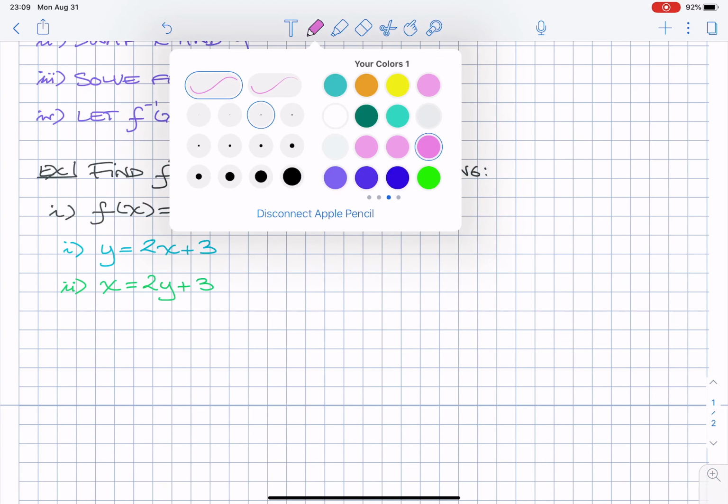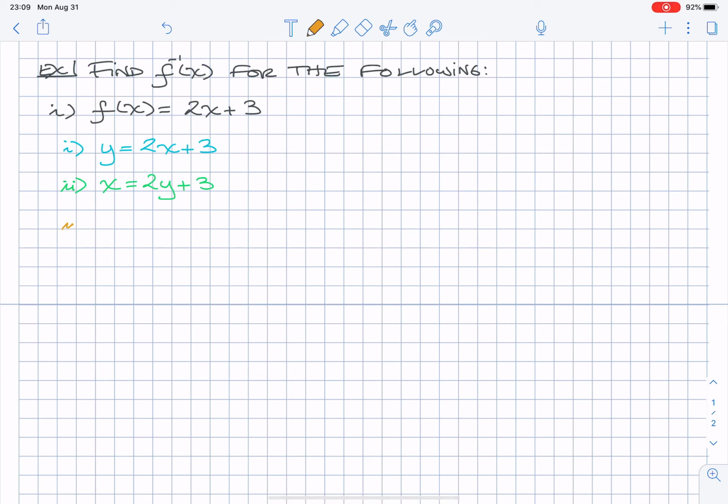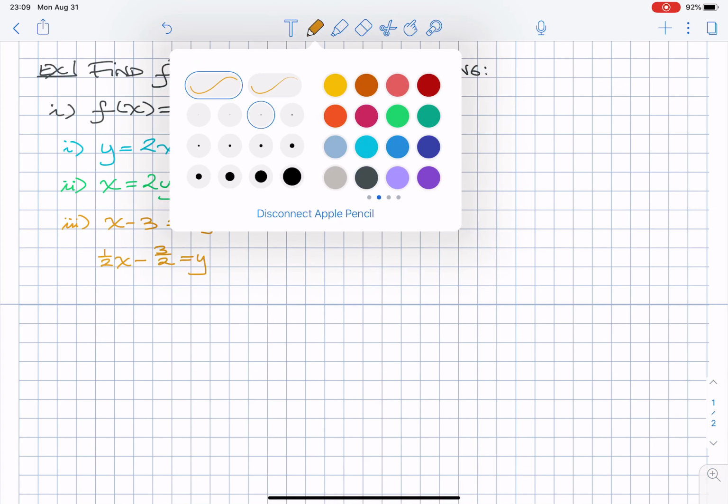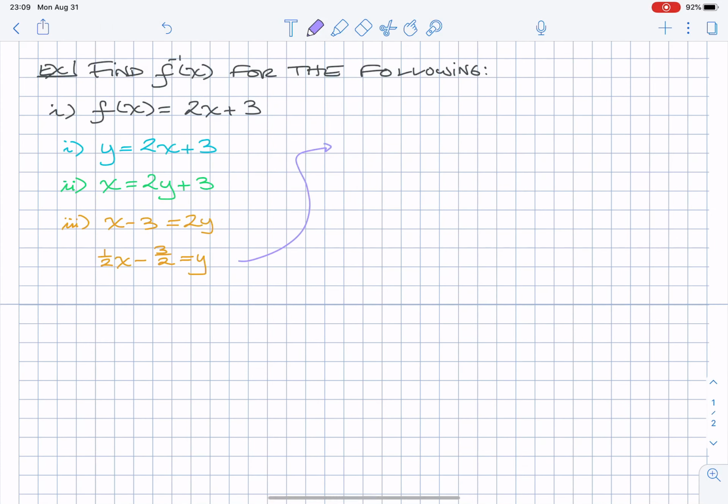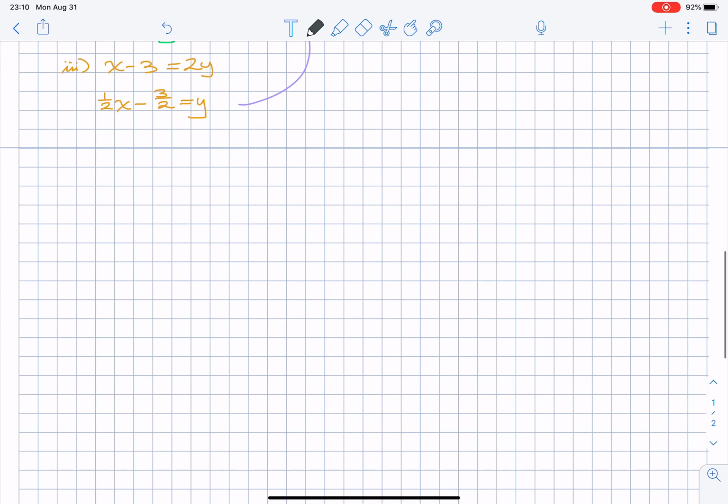Step 3 will be to isolate y. So first let's do x minus 3 is equal to 2y. And then we'll divide by 2. So 1/2 x minus 3/2 is y. And then finally step 4 is to call that y f inverse of x. So f inverse of x is 1/2 x minus 3/2. Okay, so that is our inverse function for number 1.